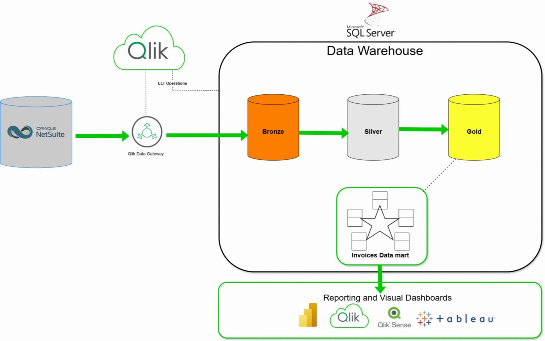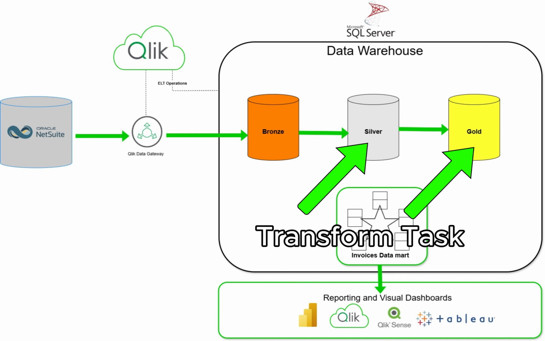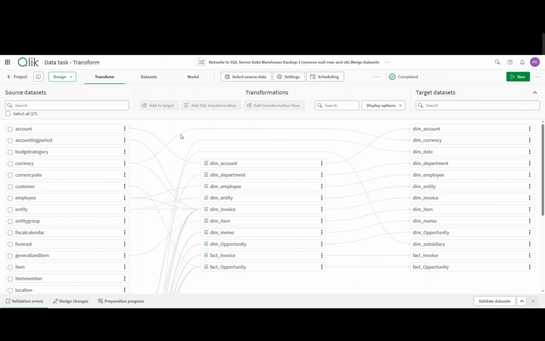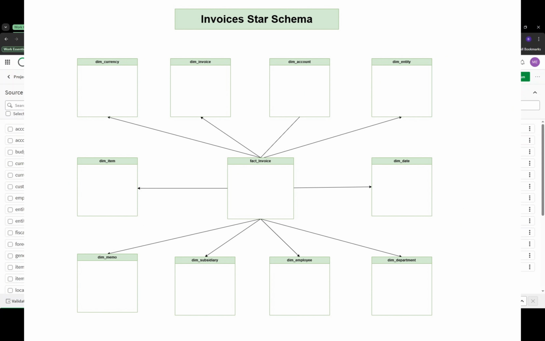In terms of the medallion warehouse architecture, a transform task makes up the silver and gold layers. So in this transformation task, I joined a bunch of my raw source data sets. I ran some SQL transformations on them, and the result are these analytics-ready data sets. These are my dimensions and my facts for my data mart.